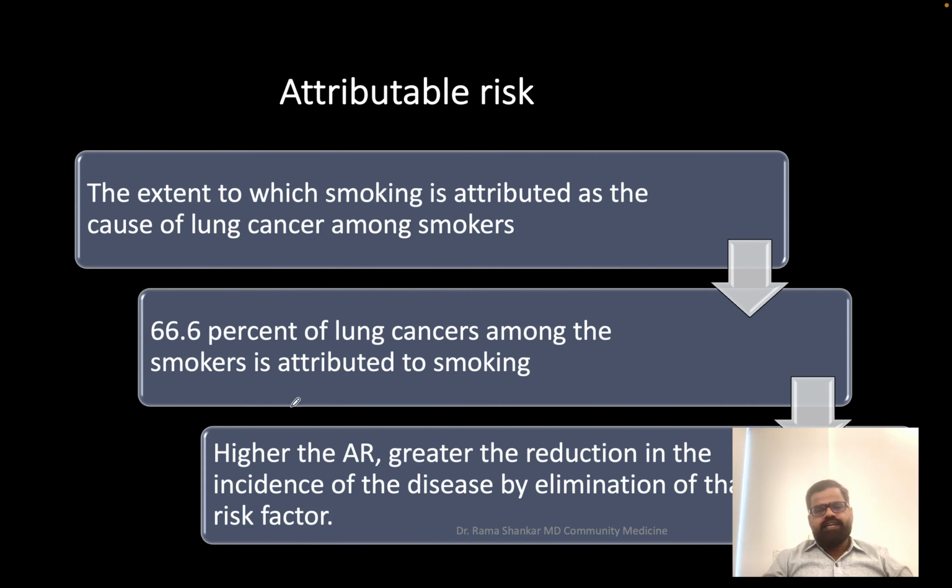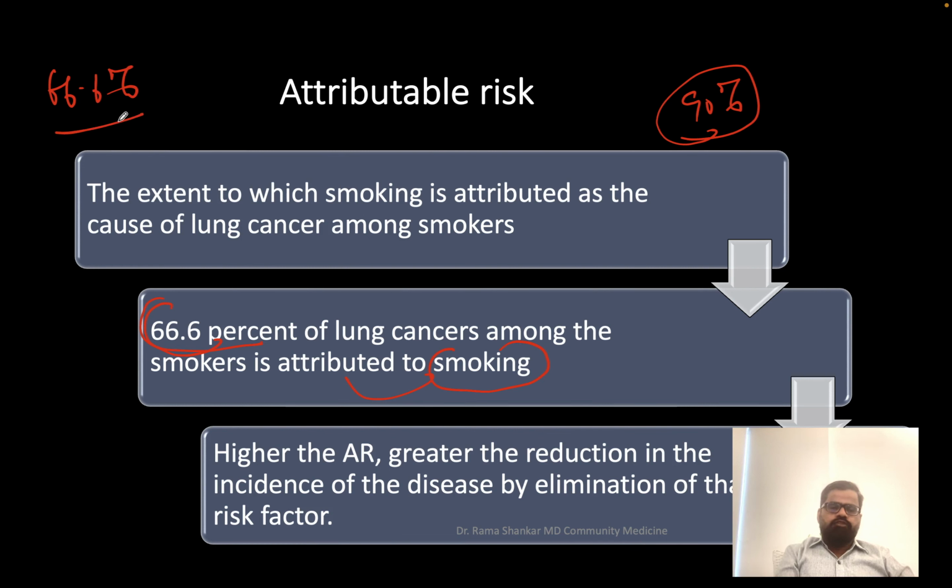So as I said, 66.6% of lung cancer among smokers is due to smoking. You are attributing it to smoking by 66.6%. So the higher the attributable risk, suppose it is 90%, the greater is the chance of reduction. Think in this way: in the example which I have shown here, 66.6% is the figure. If you remove smoking as a risk factor, you will reduce lung cancer by 66.6%.